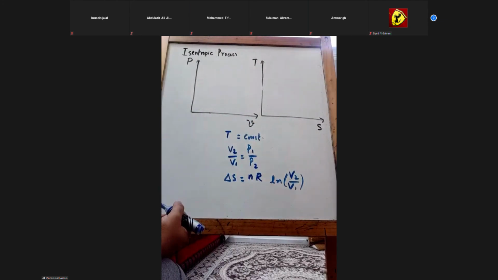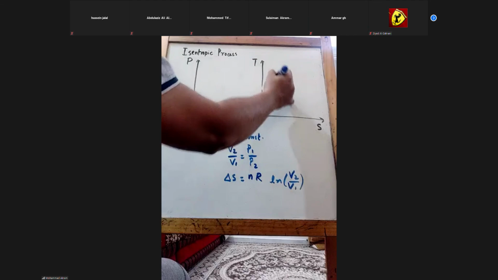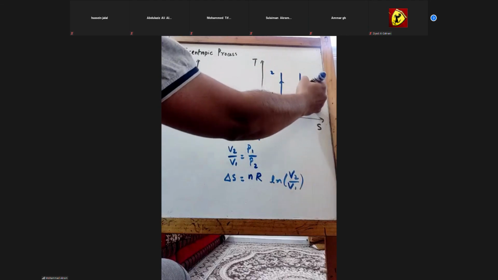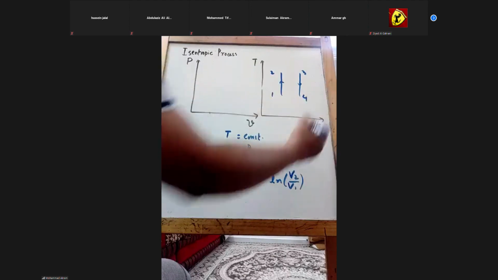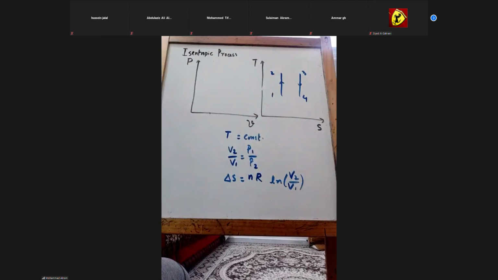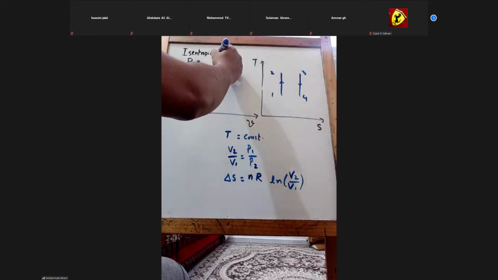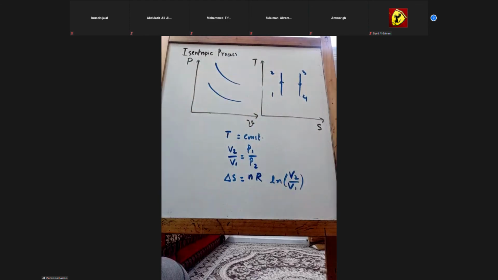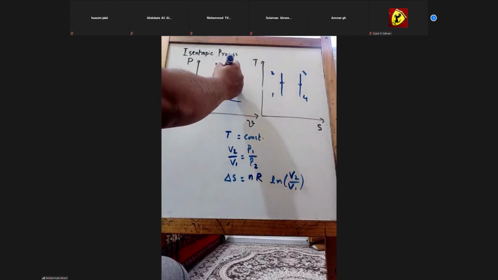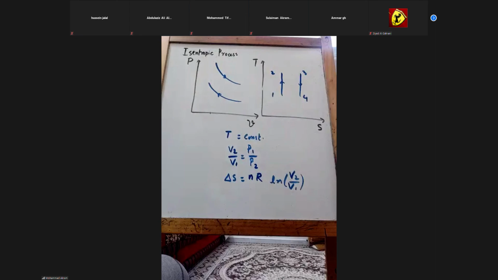Now, how should I draw isentropic? Constant entropy, right? Vertical lines, 1 to 2, 3 to 4. Is that clear? Yes, doctor. How can I draw the PV diagram? Again, it will be like this. Now 1 to 2. Which one is 1 to 2 here? The first graph. Okay. Now the second one.